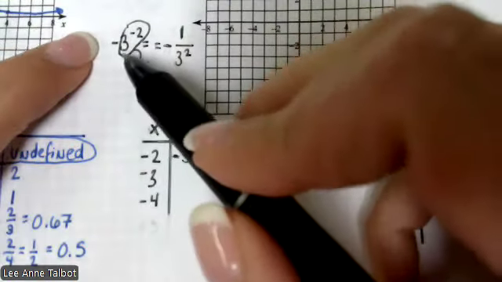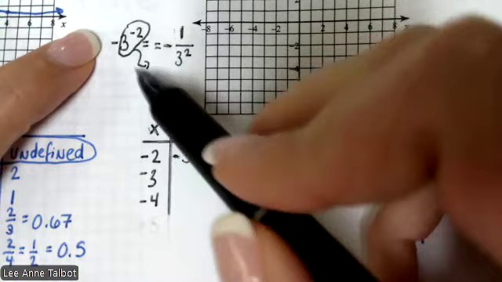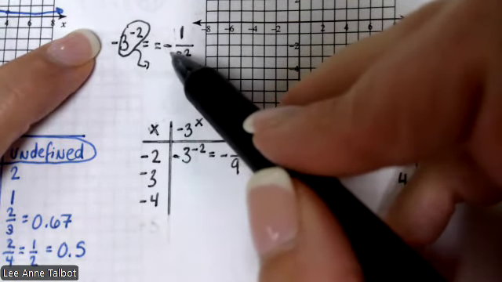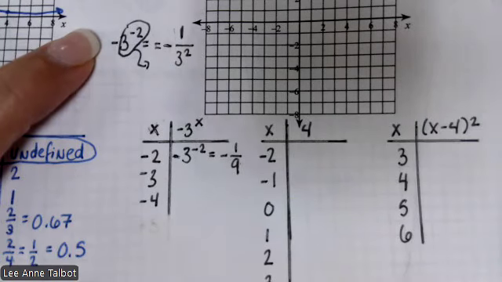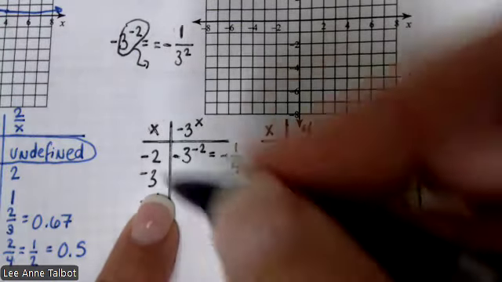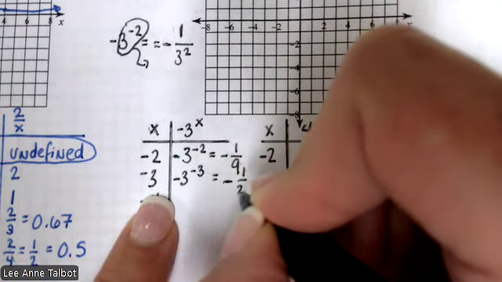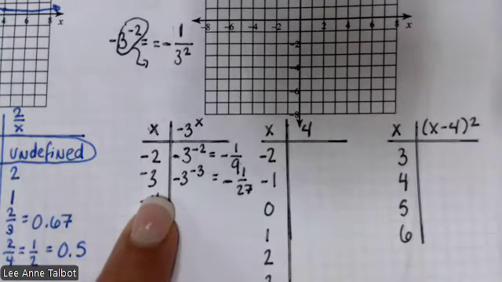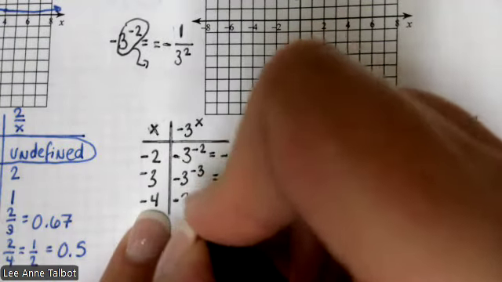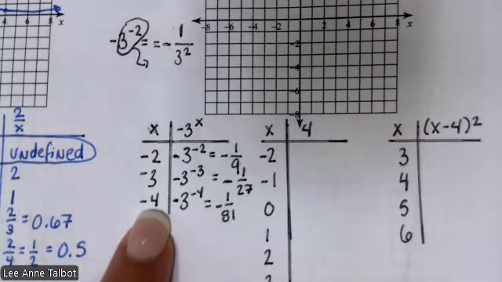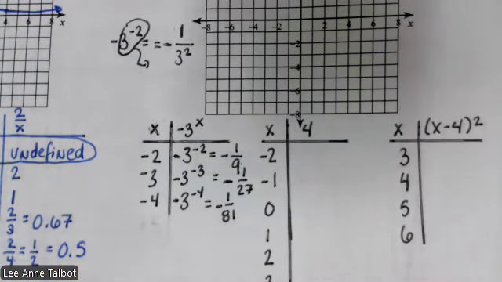Okay, so I took 3 to the negative 2 and I circled it, and I brought that to the bottom. You see what I did? And the negative stays there separately. That's why it's negative 1/9. Of course. Okay, so this one will be negative 3 to the negative 3, which is negative 1/27. And this is negative 3 to the negative 4, which is negative 1/81. And you guys can see why I didn't want to go any further than that, because these are almost impossible to graph as they are.